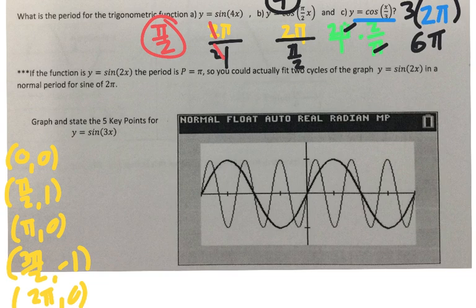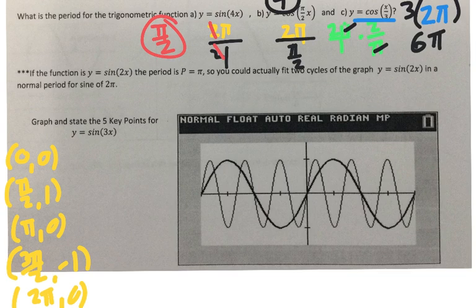So, here's the way I think about it. If it asks me for the period, what's the original period of sine? 2 pi. But now here, we are affecting the period by multiplying by 3 on the inside. So what do I have to do? I have to divide everything by 3. So my new period is going to be 2 pi over 3.